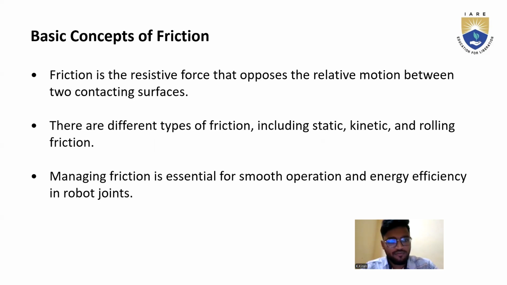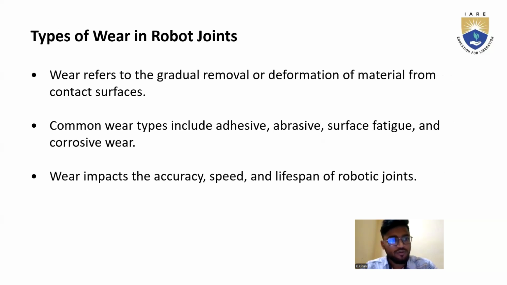Basic concept of friction. Friction is a resistive force that opposes the relative motion between two contacting surfaces. There are different types of friction, including static, kinetic, and rolling friction. Managing friction is essential for smooth operation and energy efficiency in robot joints.